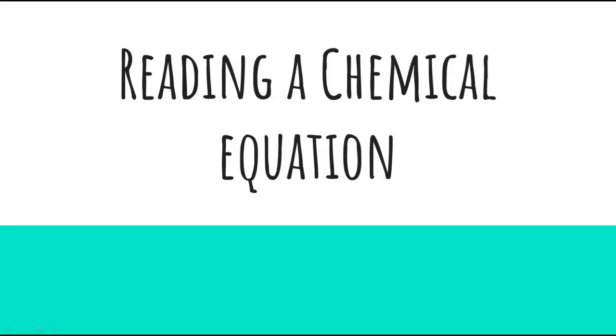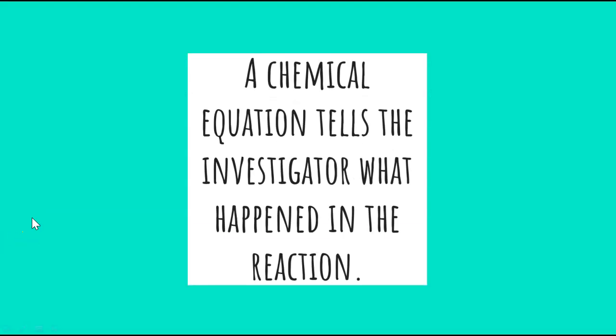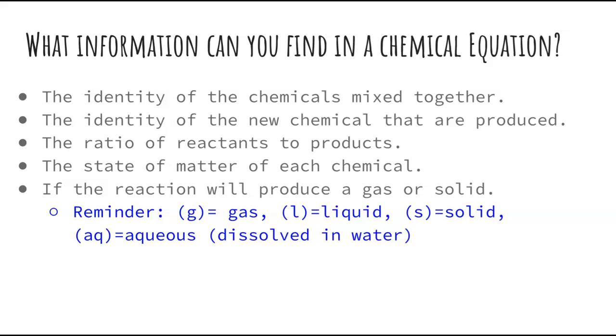This tutorial video will be reviewing how to read a chemical equation. A chemical equation tells the investigator what happened in the reaction. And you can find all sorts of information in a chemical equation. First of all, you can identify what types of chemicals were mixed together. You can identify any new chemicals that were produced.